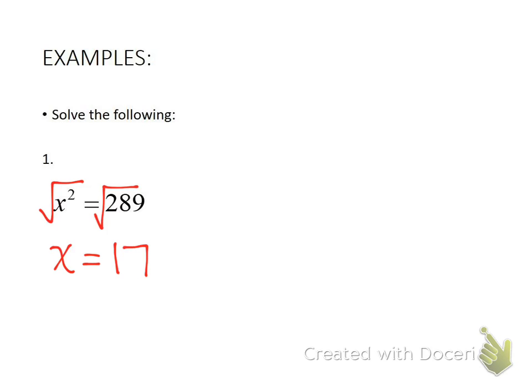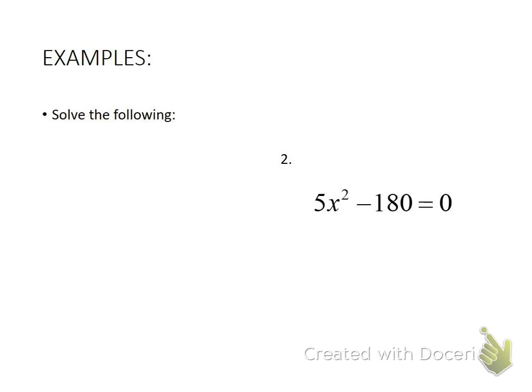17. But remember that note on the front page said that solving quadratics should give us how many solutions? 2. Does anybody think they know what the other solution would be? Negative 17. Very good. When we take square roots, we should get a positive and a negative answer. So we need to remember when we're solving by square roots that after we take a square root, we should have a positive and a negative answer. These are the two answers for number 1.